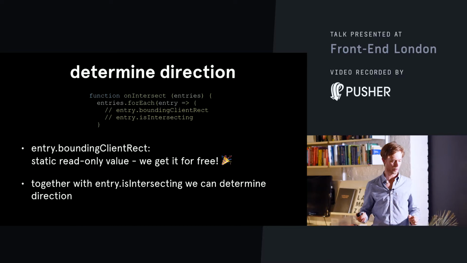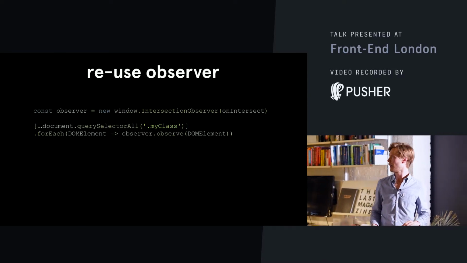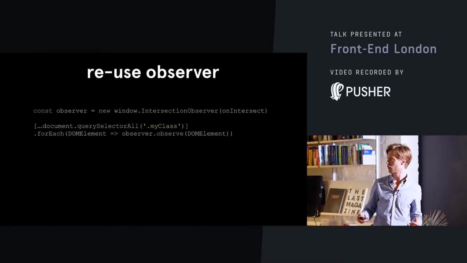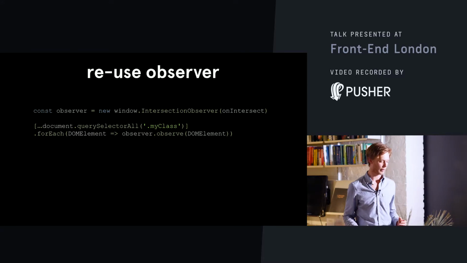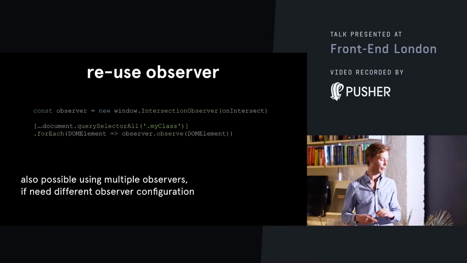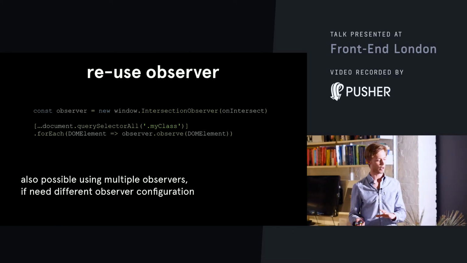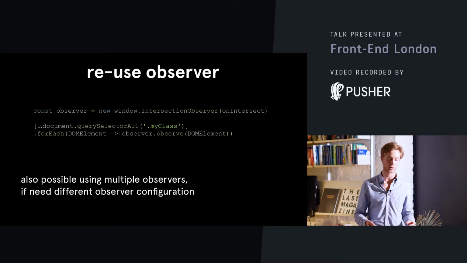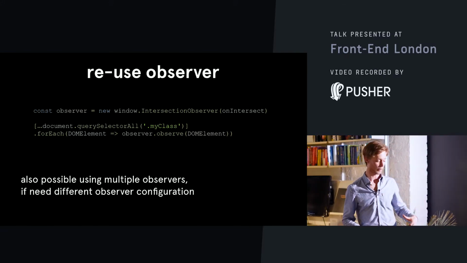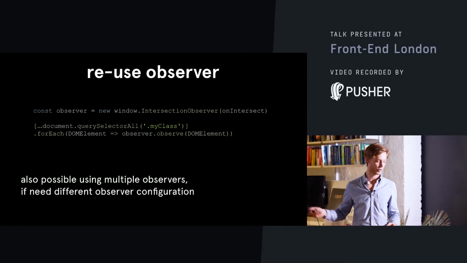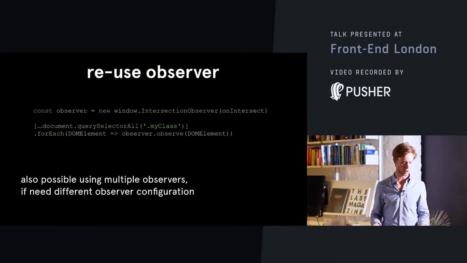Something else about the observer, another useful thing in the API. I already covered that you can reuse the observer. You can call observer.observe multiple times with multiple DOM elements. It's also possible to use multiple observers at the same time if you need to pass in different configurations, which is what I did in the demo when I passed different thresholds for each of the elements, just to show off what the thresholds do. It's probably more common to actually call observe multiple times on the same observer, but you can do both.